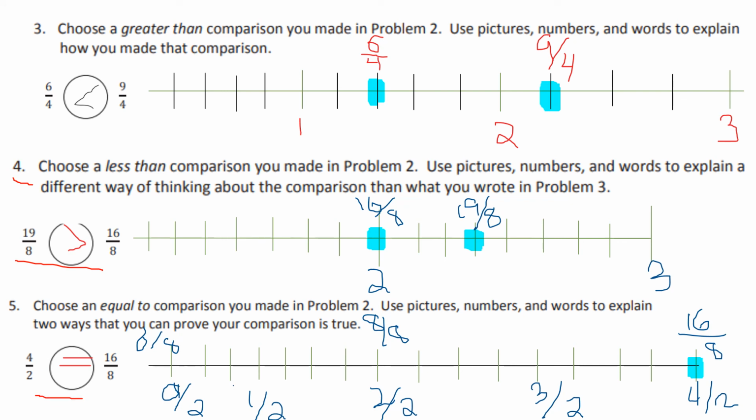So as you can see, I did my halves on the bottom and my eighths on top. So for my halves, you can see I drew it and I put a dot for each one. 19/8 is over here. 16/8 is over here. So obviously 19 is getting closer to 3. 19/8 is bigger than 16/8. And over here you can see there's just one dot to show the 2 of them.